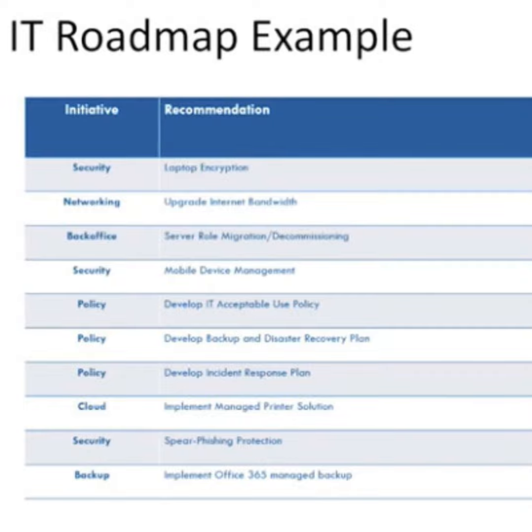Whereas implementing Office 365 managed backup runs behind the scenes. It's not really something that anyone's going to notice, so that has low impact. So it's important to look at these three different categories: urgency, complexity, and impact, because they give you a sense of how quickly we need to do this, how much effort is going to be required, and what the impact on the organization of implementing this recommendation will be.